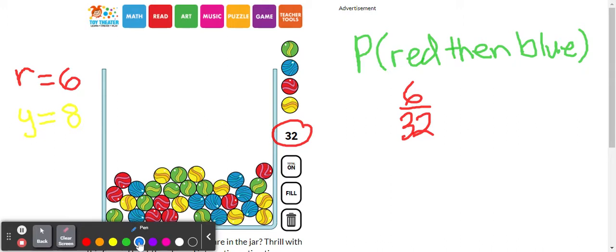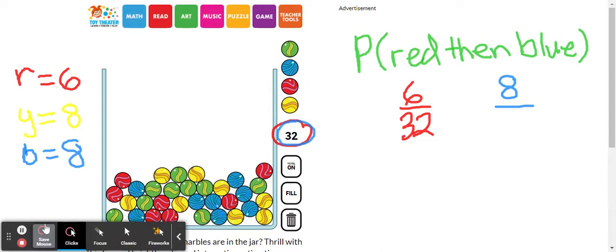If we look at the blue marbles, 1, 2, 3, 4, 5, 6, 7, 8. Okay, there are 8 blue marbles, and there are still going to be 8 even after I've drawn that red one. But check out what happens when I draw that red marble out of the jar. What you're going to see here is the total change. So if I take this red marble here, it doesn't have to be that one. It could have been any one of these red marbles. And I take it out of the jar. Oh, there it goes. Did you see it? It went from 32 down to 31.